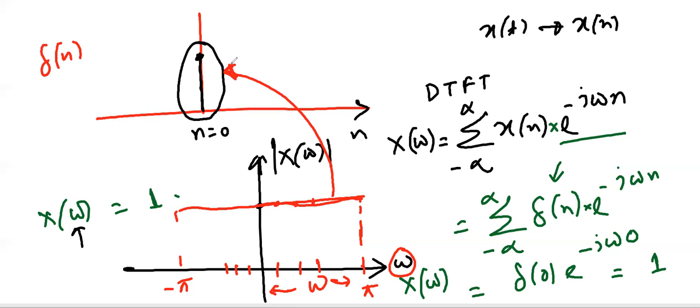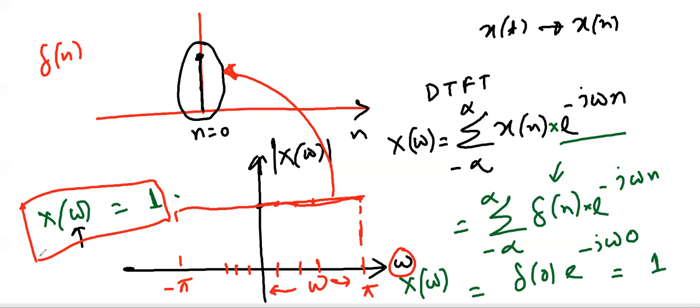Because my students should answer that. My previous students should answer this. What does it mean? X omega is equal to 1. Yeah, sir, it means it has all the frequency components.